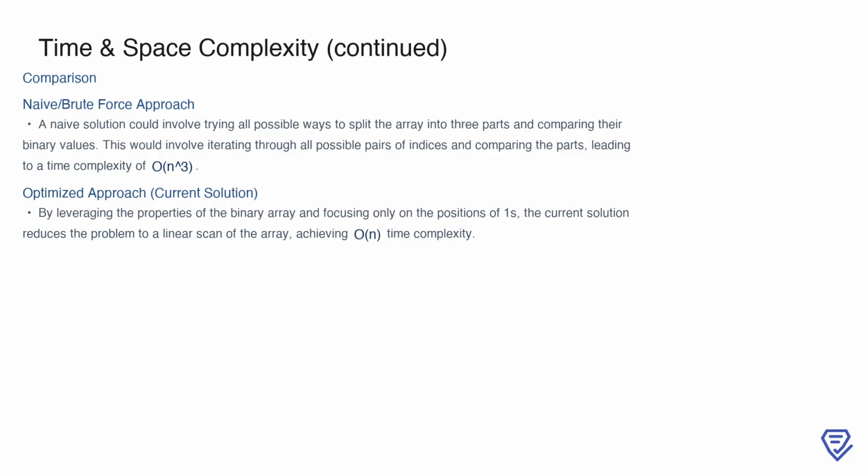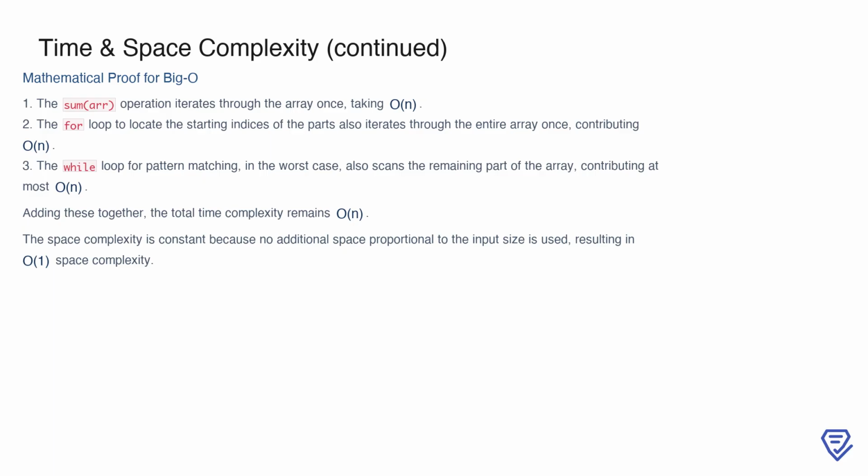In contrast, the optimized approach leverages the properties of the binary array, focusing only on the positions of the ones to directly identify the valid partitions. This strategy reduces the problem to just 3 linear passes over the array, achieving a much more efficient O(n) time complexity. Finally, let's confirm the mathematical reasoning behind the big O complexity.